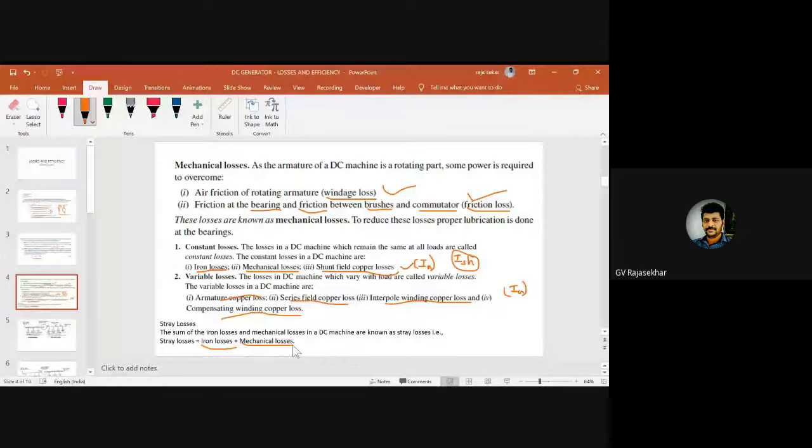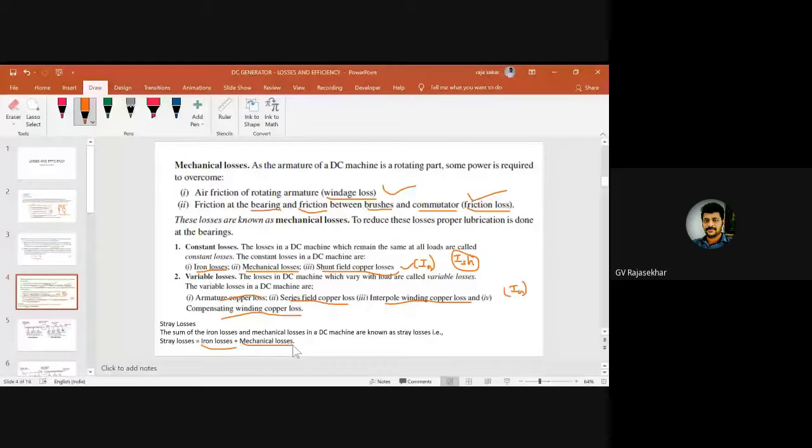In some problems, mechanical losses will be given separately, iron losses will be given separately. In some problems, all the losses will be given separately, or the total constant loss will be given. So the only thing is that we have to calculate variable loss. So these are the losses that occur in the machine: copper loss, core loss, and mechanical loss.